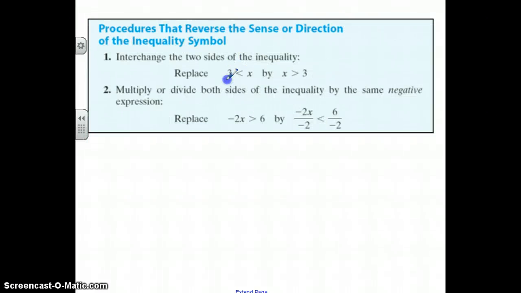I would prefer you not write the answer 3 is less than x. I prefer x is greater than 3. Down here, if you divide both sides by -2, remember you're dividing by a negative, so we're going to have to flip that inequality sign from greater to less than -3.